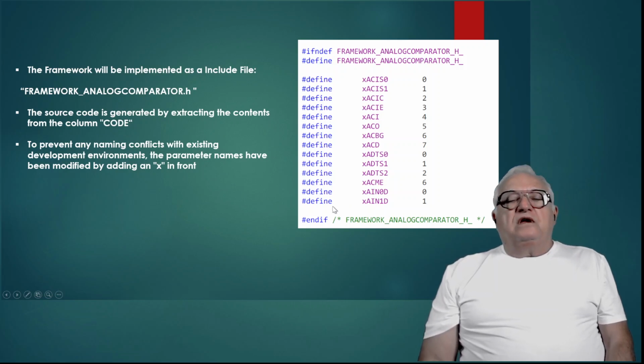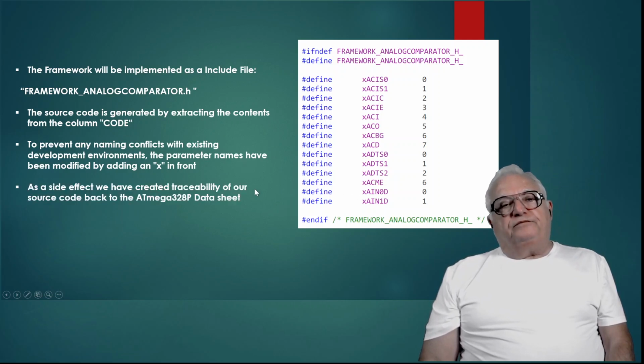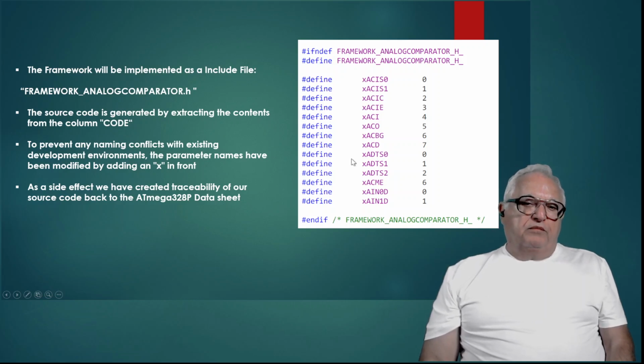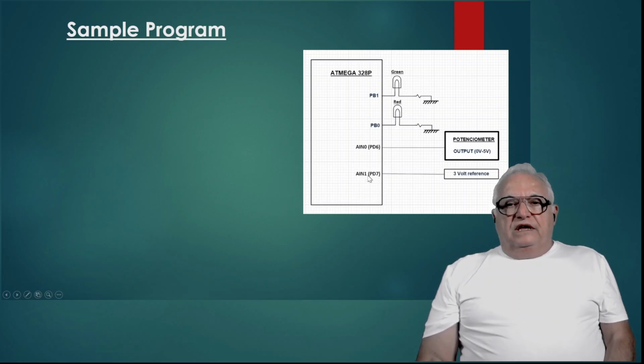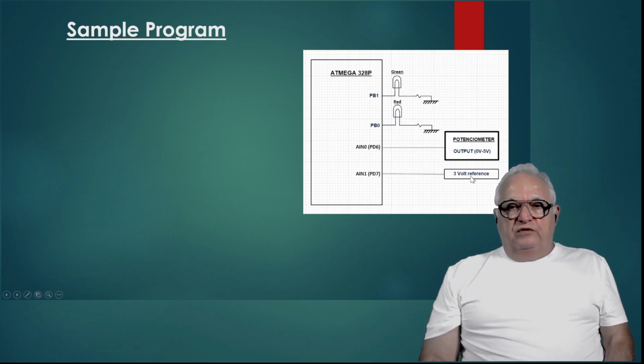However, here we want to show where things come from. And as a side effect, we have created traceability for our source code back to the ATmega328 datasheet. So when we look at any of our parameters in our source code, we can always trace it through this table back to the datasheet. So let's get going with the sample program. Here we have the 3-volt reference. That's going to be one of the inputs. The AIN1 is going to be a reference which I've set up to be 3 volts.